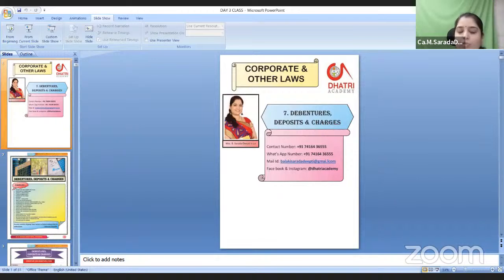Once the debentures are given to that particular debenture holders, the company would issue a debenture certificate within a period of 6 months from the date of allotment of debentures, or in case of transfer of debentures from one person to another person, if such transfer is registered, the debenture certificate would be given within 1 month from the date of receipt of that particular instrument of transfer. Okay, so these are the basic important points relating to debentures.